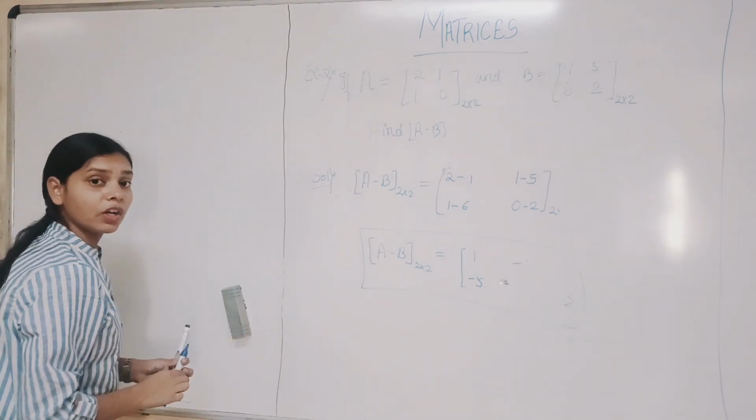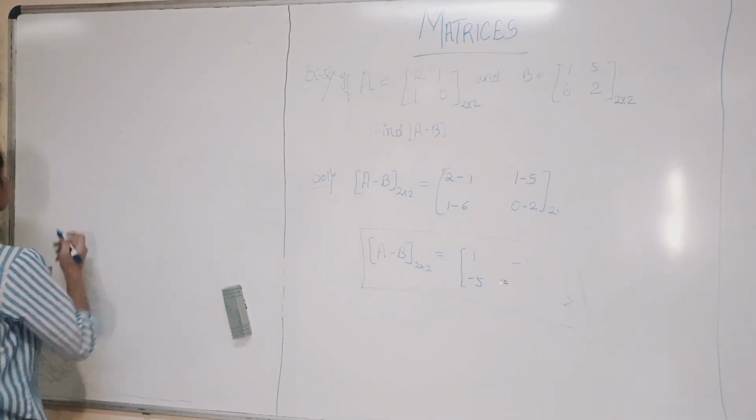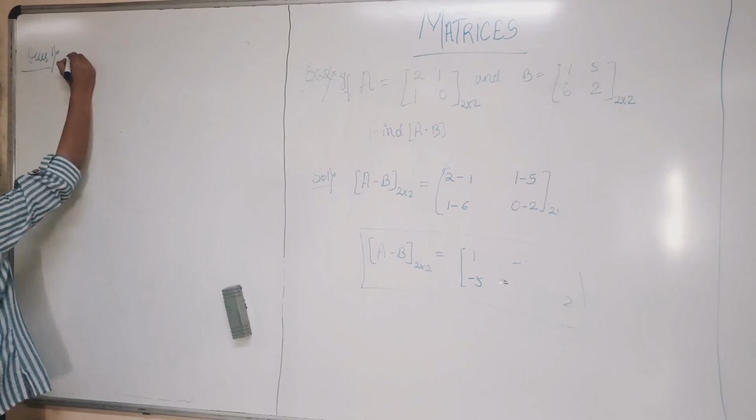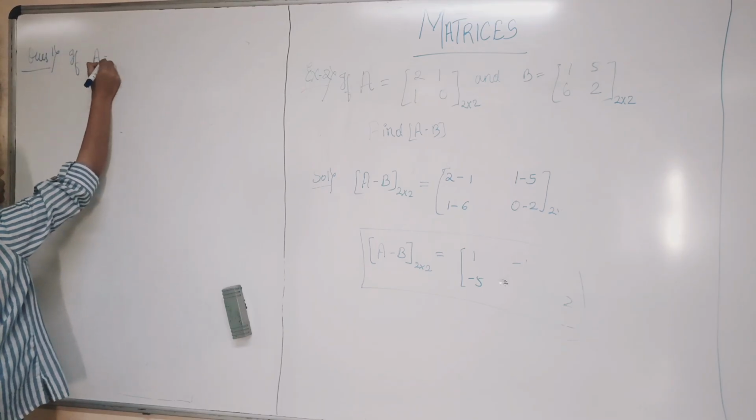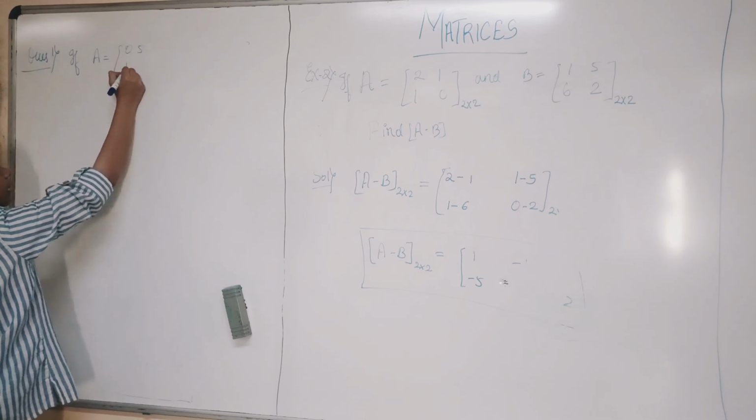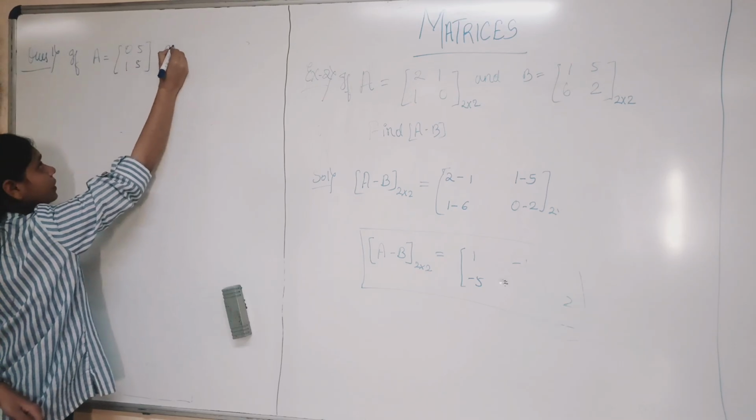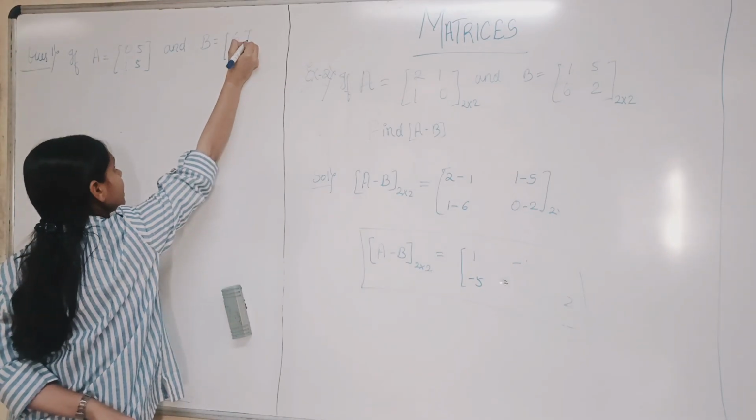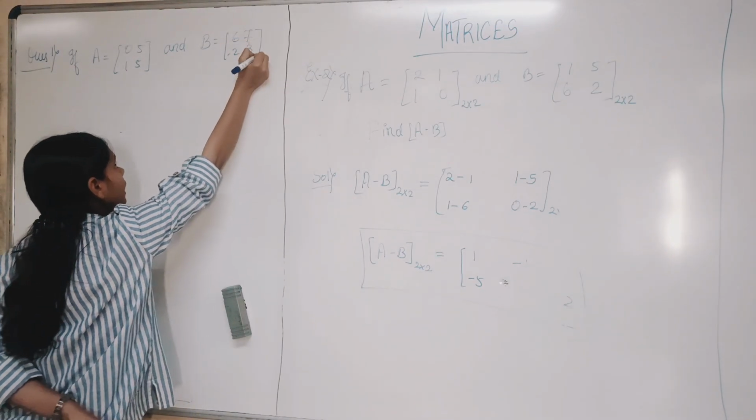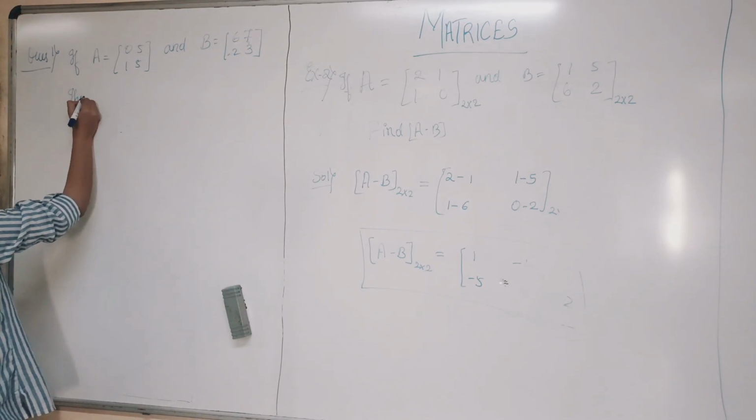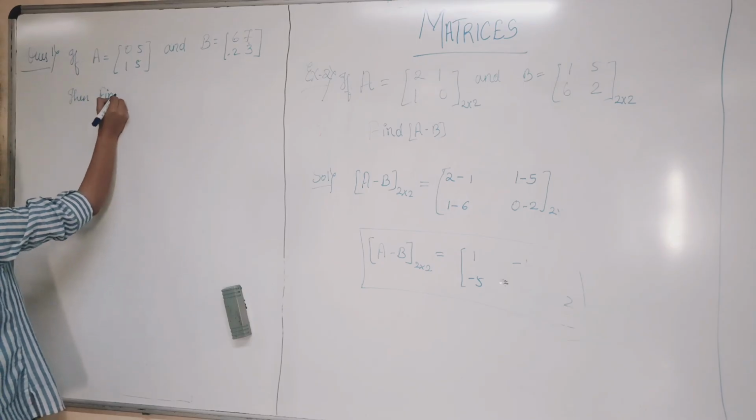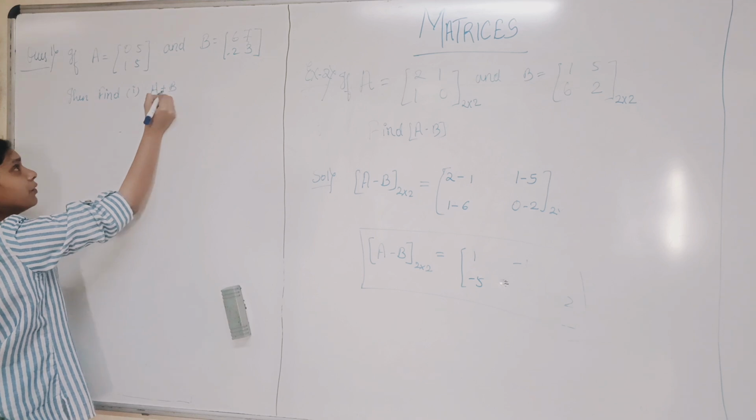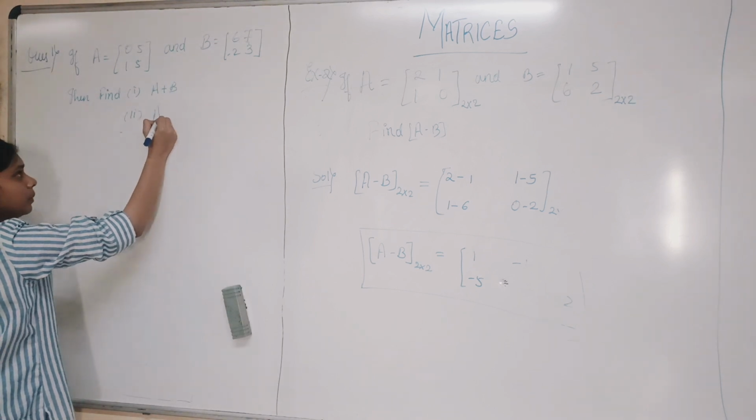Now take the question for your homework. Question first: if A is equal to 0, 5, 1, 5 and B is equal to 6, 7, minus 2, 3, then find first A plus B and second one A minus B.